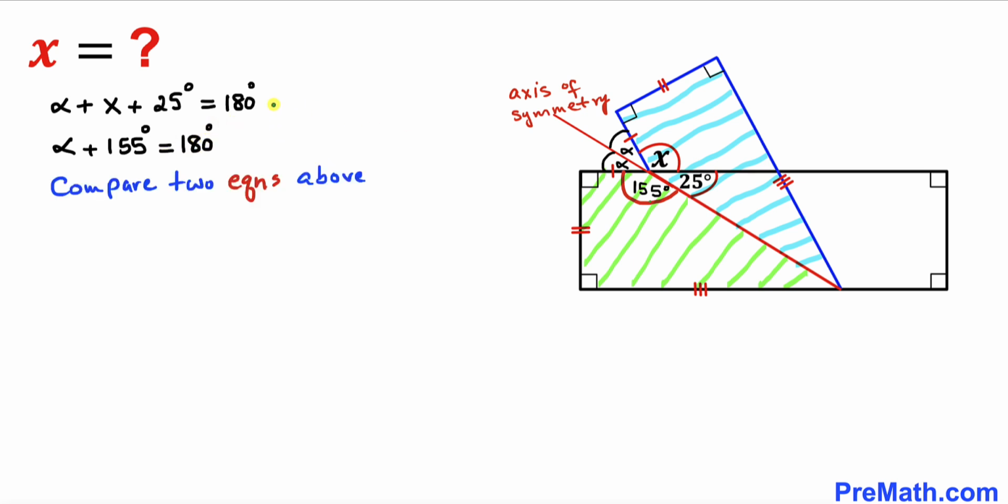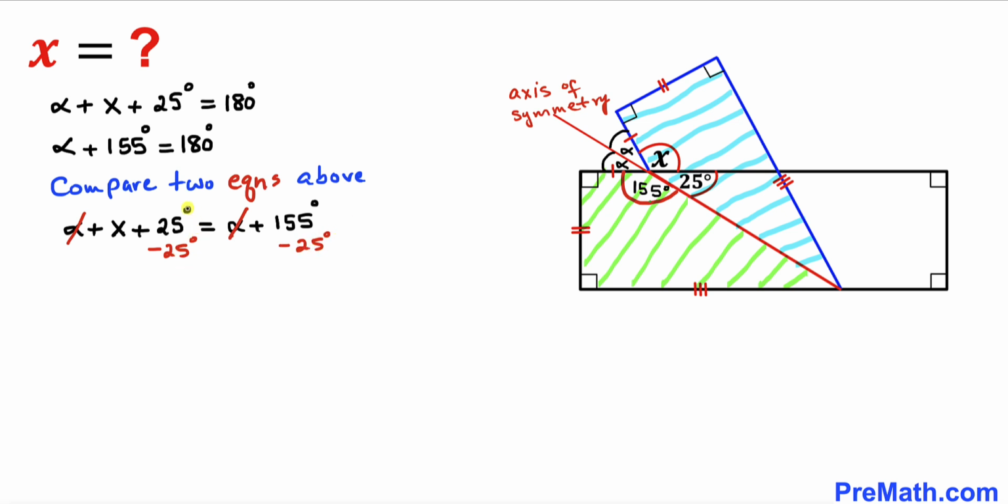And now let's go ahead and compare these two above equations. We can see the right hand side is the same, so we can equate the left hand sides as well. So therefore, I'm going to write down angle alpha plus angle x plus 25 degrees equals alpha plus 155 degrees. And now we can see this angle alpha and this angle on the left hand side, they are gone. And now let's go ahead and subtract 25 degrees from both sides.